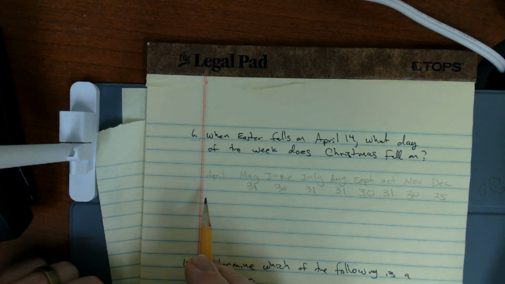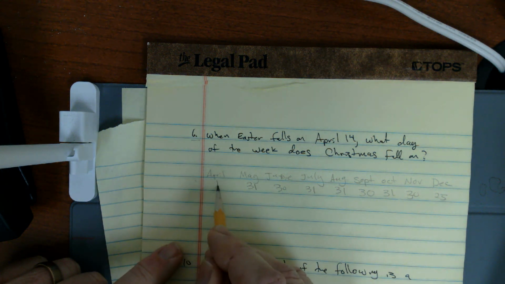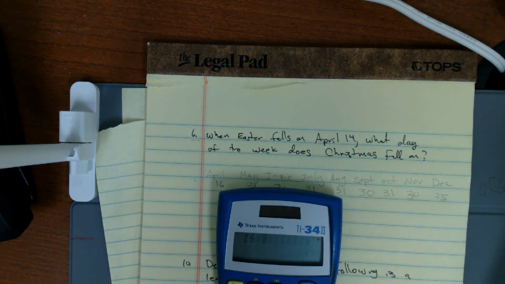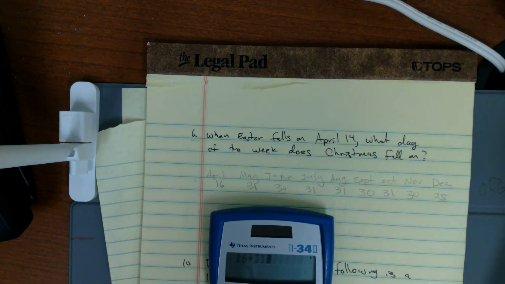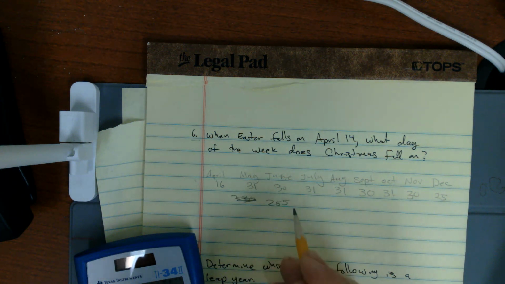Now in April, we'll have from the 14th to the 30th. So we would take 30 minus 14, that's 16 days in April. So we add up how many days: 16 plus 31 plus 30 plus 31 plus 31 plus 30 plus 31 plus 30 plus 25 equals 255 days between.